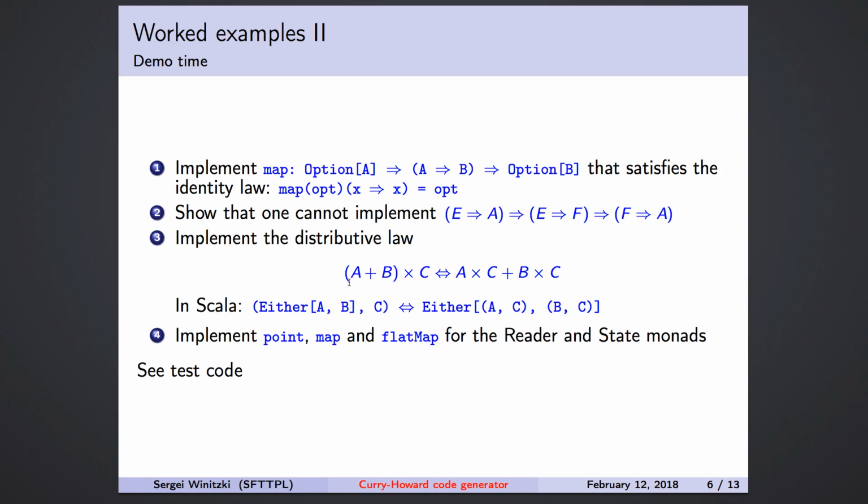So implementing these isomorphisms is a breeze. You just write these types, like either A, B, comma C as a tuple going to either of tuple AC, tuple BC, equals implement, done. So types like this work very well.